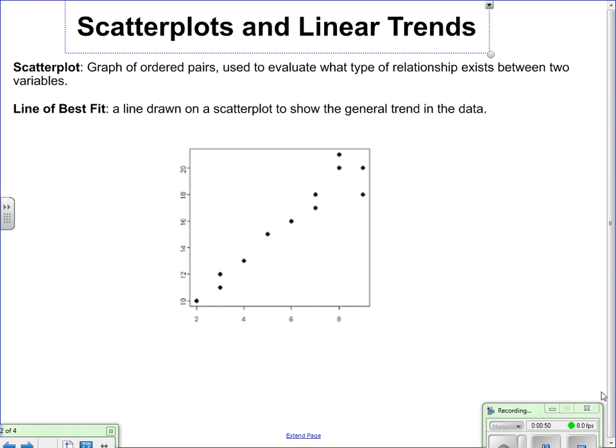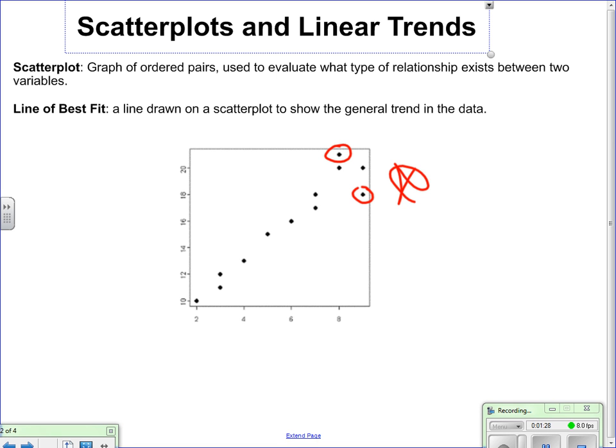Now, if we notice a relationship, we can draw what's called a line of best fit. And it's drawn on a scatter plot to show the general trend in the data. So we can almost estimate the rate of a particular scatter plot by looking at the ordered data. If we look at the example here, one of the things I'll notice is that a lot of the data tends to fall fairly close together.